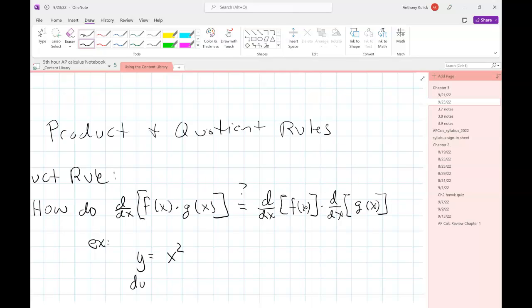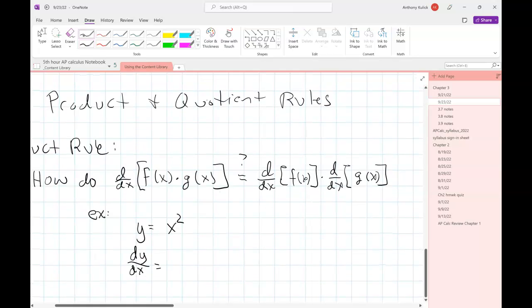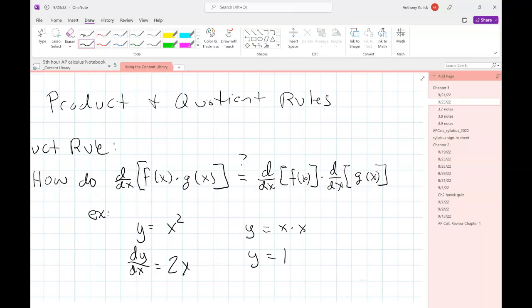I know that if I take the derivative of this, I get 2x. If I think about y equals x squared as x times x, that's still the same thing, right? And I do what I did above, I'd get... and what do I notice? That's not how we take a product.